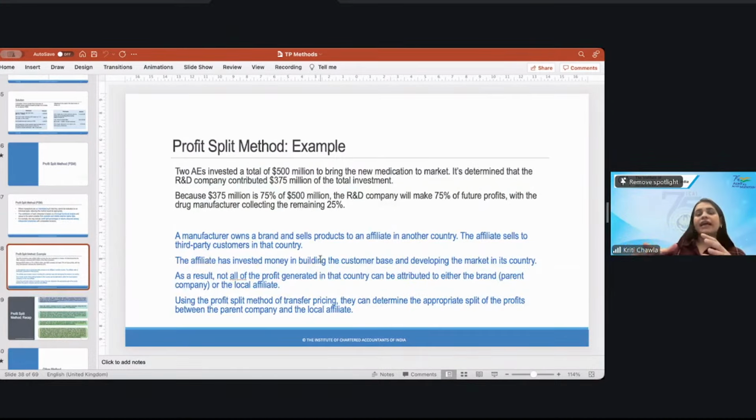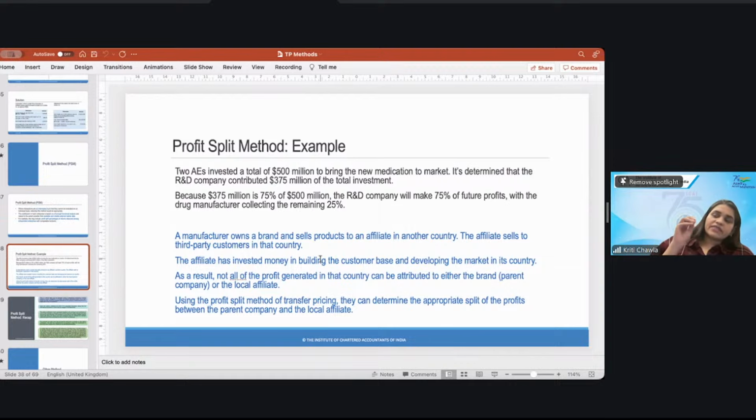Well, the affiliate has invested some money in building up a customer base in the other country. They have developed the market in the other country so as to sell the products of the manufacturer. So then the point is, what happens to the profit that these guys will make? Well, ideally, all the profit should not go to the manufacturer only. Why? Well, that is because a lot has been done by the affiliate company. They have built the customer base, they have developed the market in the other country.